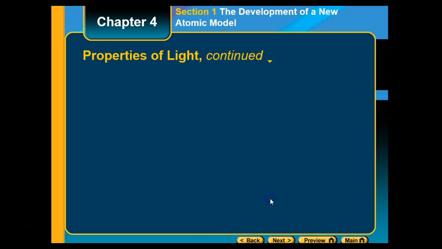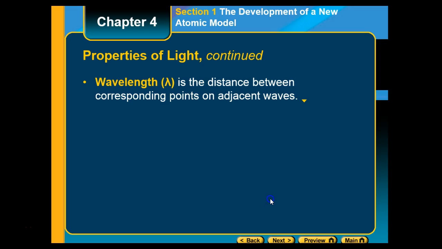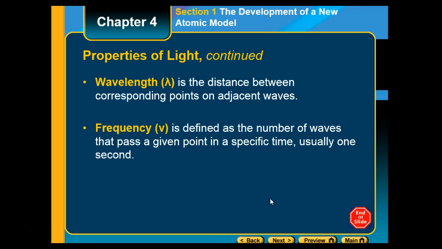So, the electromagnetic spectrum, I'm going to skip that visual concept, it just repeats what I'm going to say here. Properties of light. A wavelength is just that, the length of the wave. So it's the distance between corresponding points on adjacent waves. Adjacent means next to each other. So you take it from the peak of one wave to the peak of another. You just go from the same point on one to the same point on the other, and that's the distance.